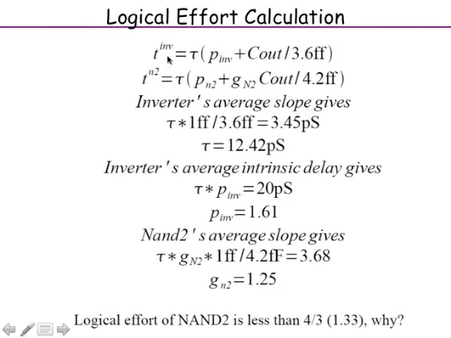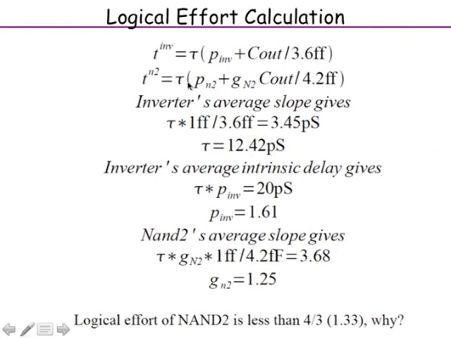The inverter delay, T inverter, is tau, the technology constant, times P plus GH, right? That's what we said. P is the parasitic, G is the logical effort, H is the electrical effort. For the inverter, G is 1, because we are going to use that as a reference, so by definition we'll call G to be 1 for that. And the electrical effort is basically the ratio of the output capacitance seen by the inverter to its input capacitance. Output capacitance is C out, that is a variable, and input capacitance as specified in the data sheet is 3.6 femtofarads.